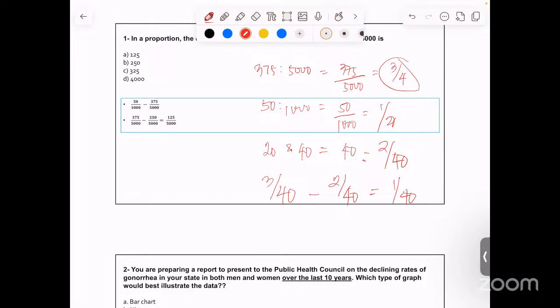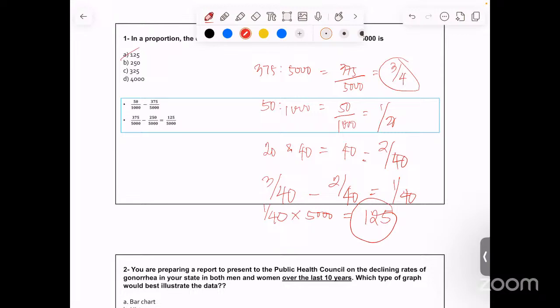So 1 over 40 times 5,000. That will give you how much? Okay, that will give us 125. So letter A is the correct answer.